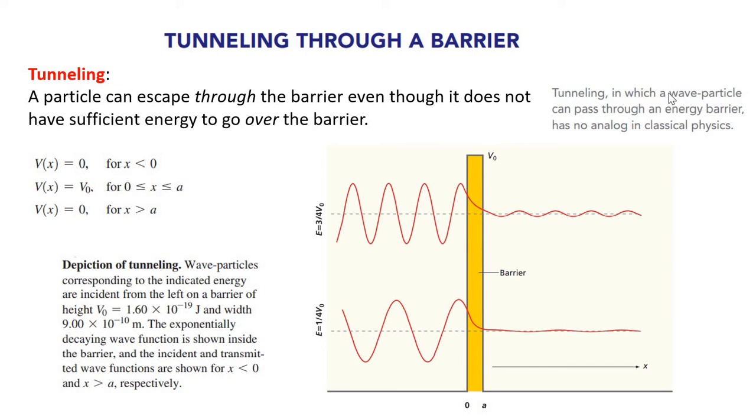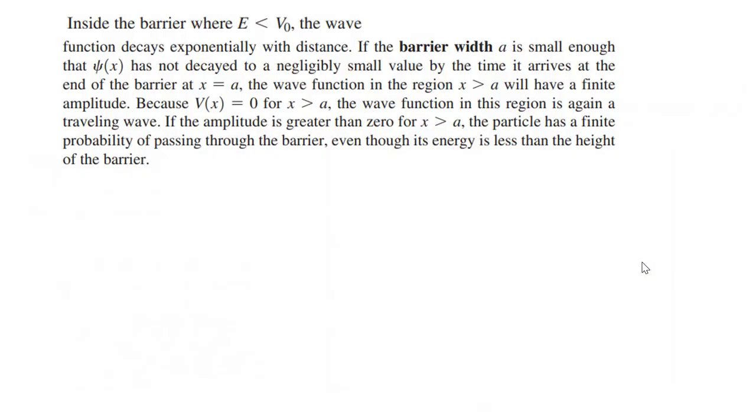So tunneling, in which a wave particle can pass through an energy barrier, has no analog in classical physics. It is possible fundamentally because the particle is dual. That's why a particle is not just a particle in quantum mechanics, but a wave and particle dual. So when it passes through the barrier, it no longer behaves as a particle. Actually, it can penetrate the barrier as a wave. So that is the thing fundamentally. Okay, so that is the picture of what I mean by tunneling, and then I will show some example cases.